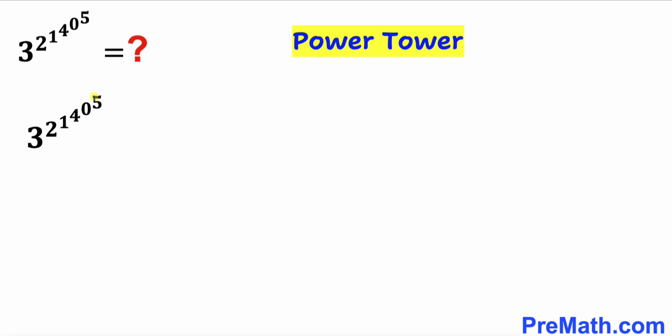And here's our very first step. Let's focus on this one, 0 power 5. We know 0 power 5 is same as 0. As you can see in this next step, I have replaced this 0 power 5 by just 0 over here.